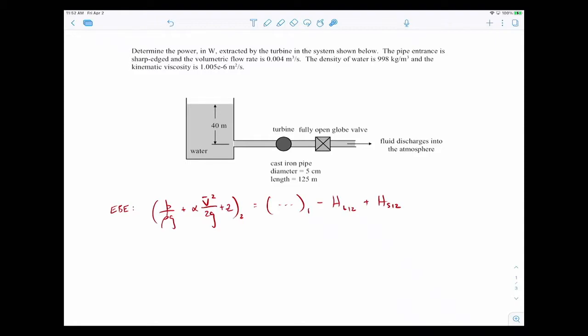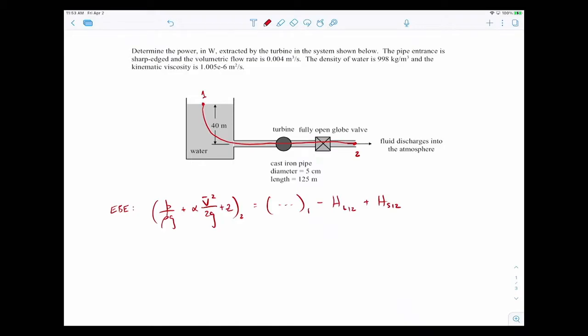Yes? Inlet, maybe the free surface. Free surface is the inlet, okay. What about the outlet? I would start with maybe the exit of the pipe. Yeah, those are excellent points. So there's some streamline that goes that way.